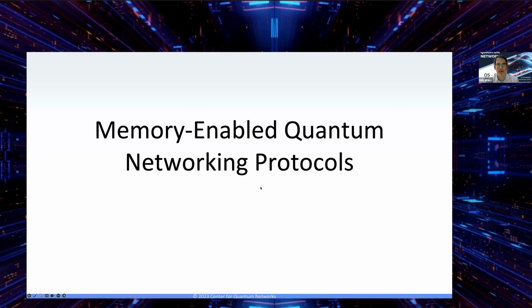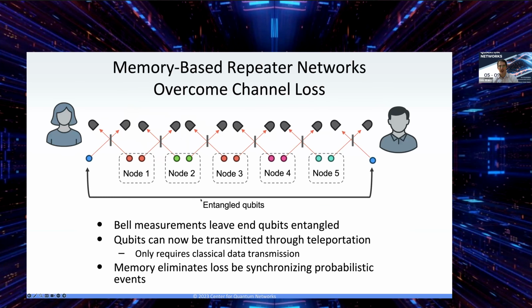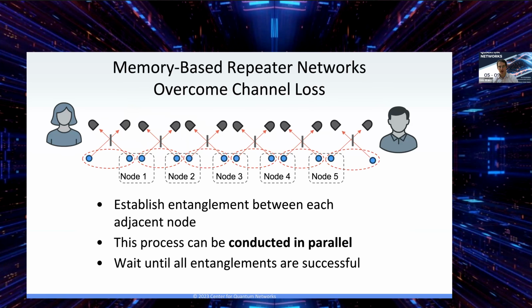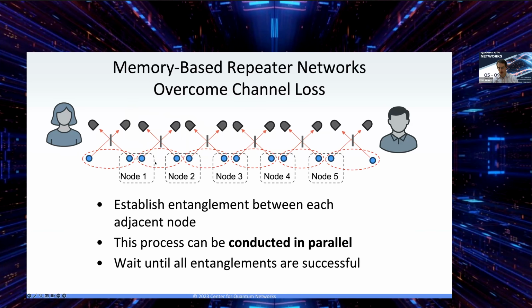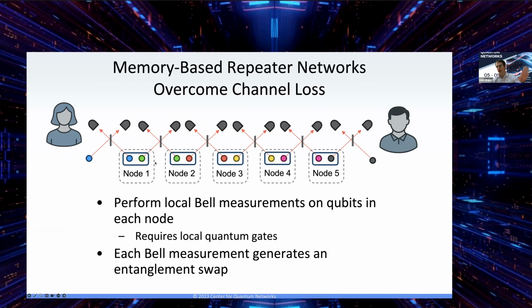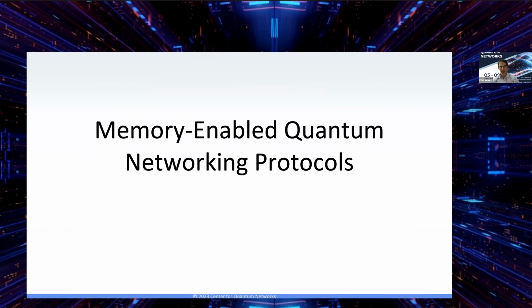So I think most people got this right. The answer is that repeater networks exchange entanglement in parallel. That's the key. The key advantage is that we can continue to try to exchange entanglement between pairs independently. We don't have to get them all to work. We don't have to wait for one pair of entanglement to succeed in order to get the next one to work, and so on and so forth. So that's important.